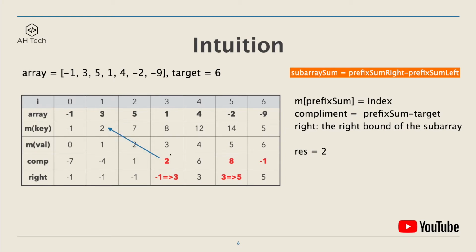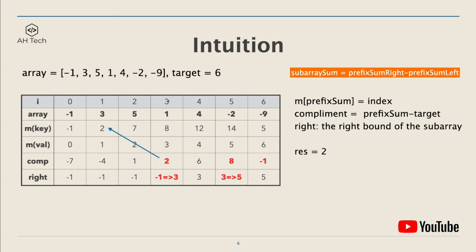And once we find that the variable complement has already appeared in the hash map, then it means that the subarray between them has a sum, which is 5 plus 1 in this case, equal to the target 6. Then we know that we have already found a subarray whose sum is equal to target. And the next thing we have to check is whether this subarray overlaps with other subarrays we have found. So to do that, we will need a variable right. It is initialized to -1.